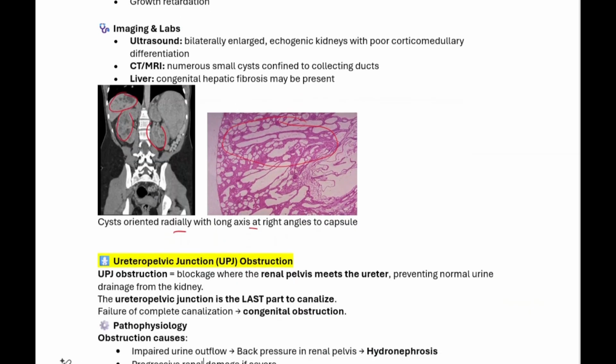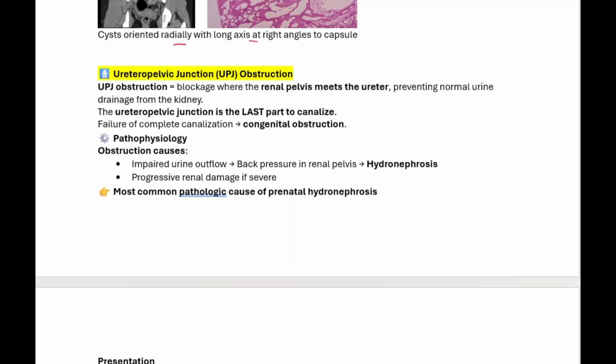Moving on to the next pathology, which is ureteropelvic junction obstruction. This is the blockage where the renal pelvis meets the ureter. And because of that blockage, normal urine drainage from the kidney is prevented. And remember we mentioned earlier that the ureteropelvic junction is the last part to canalize. And because of this failure of canalization, this could lead to congenital what? Obstruction.